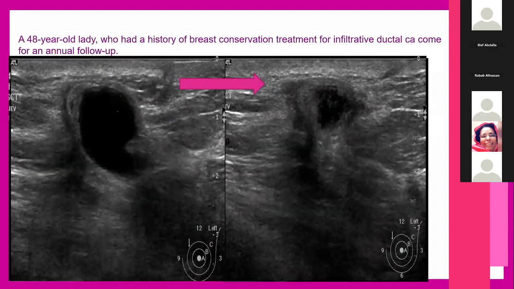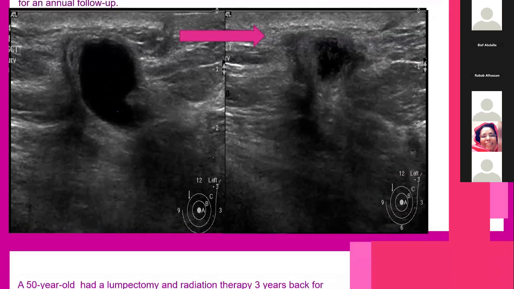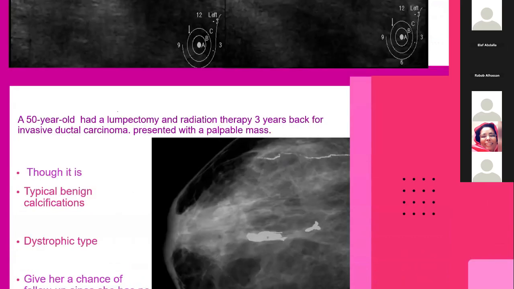This is the same ultrasound demonstrating an area of fat necrosis of scarring, okay, in the previous image, and that is the regression on the follow-up, indicative of just post-operative changes without suspicious features.